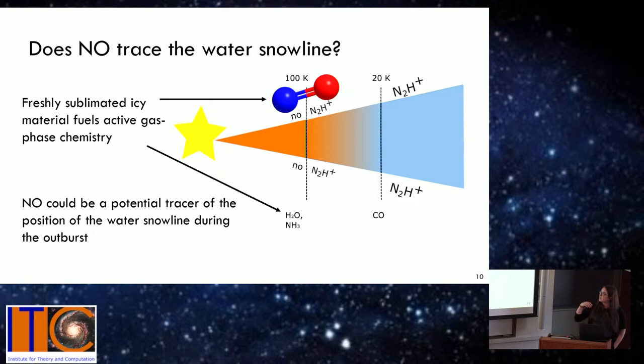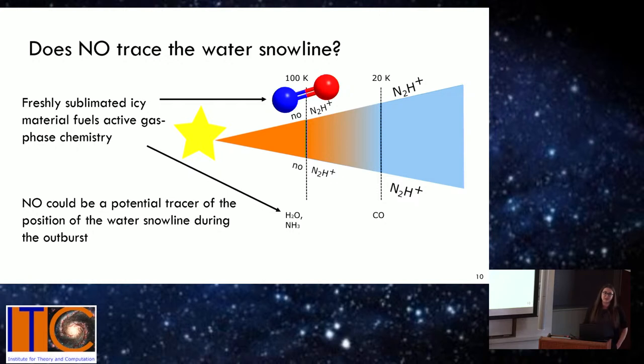And water can photodissociate into OH, and if you have atomic nitrogen available, it will form NO. So the freshly sublimated icy material actually fueled active gas-phase chemistry that led to the formation and the detection of NO. We don't know if the NO formation is still present or if it has already stopped, but at some point, the shifted water snow line was far enough that we were able to detect the NO. And so it could be a potential trace of the position of the water snow line.